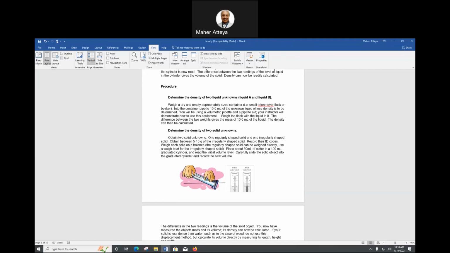So from your drawer, pick up a beaker, correct? So how we determine the unknown of this unknown liquid A and liquid B, which turns out to be solid. I take the small beaker from my drawer and weigh this small beaker empty. Weigh it empty. Everybody's following? Then I take a pipette and pipette out 10 ml.